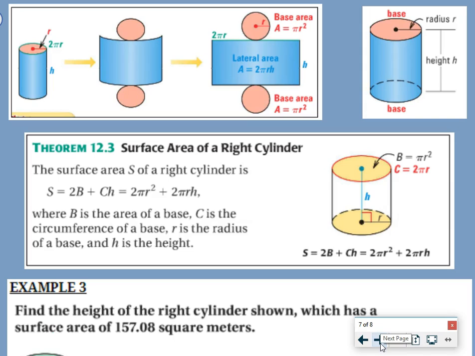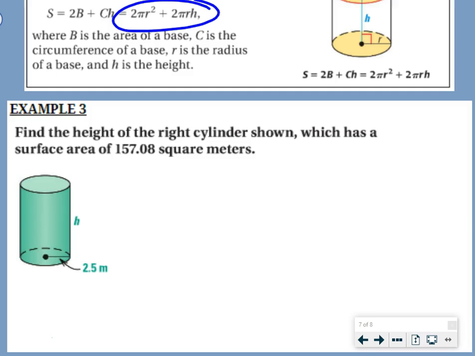Surface area of a right cylinder now. This is actually where we're going to start using those formulas. So the surface area of a right cylinder, I like this formula, 2 pi r squared plus 2 pi r h. So r is radius, h is height, pi, well, that's just lovely pi.